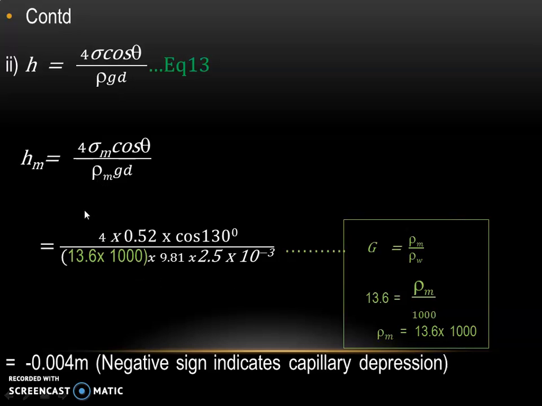So we write the value of density of mercury here, that is 13.6 into 1000 into g is 9.81 and diameter of the tube is 2.5 into 10 raised to minus 3. When we calculate, we get the value as minus 0.004 meter. Here negative sign is used, which indicates that there is a capillary depression.